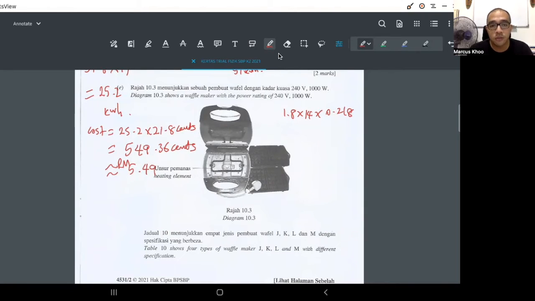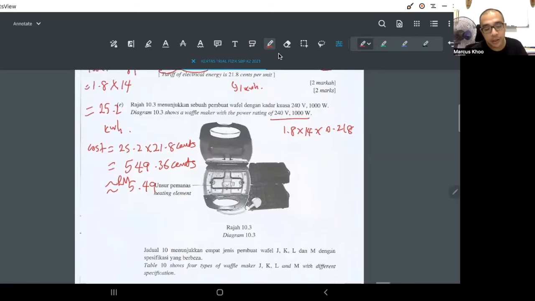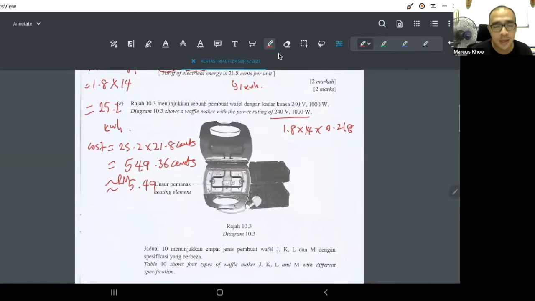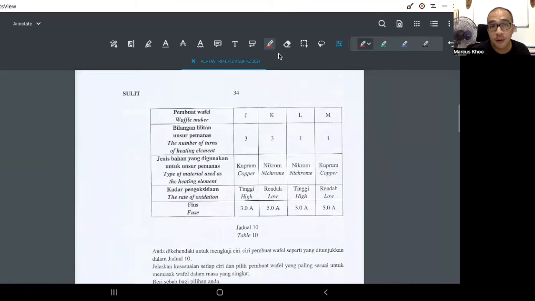Table 10 shows 4 types of waffle makers. Power rating of 240 and 1000 watts. It's a very high power rating for a waffle maker. But anyway, we have 4 types of waffle makers, J, K, L, M, and we have to consider them in terms of the number of turns, the type of material, the rate of oxidation, and the fuse. So let's consider the number of turns.